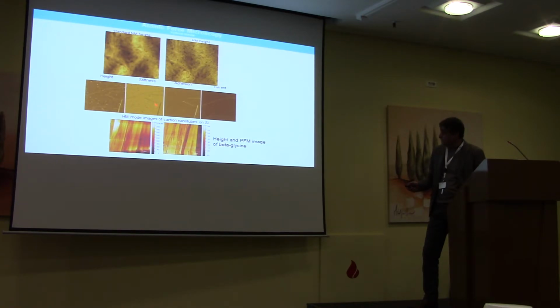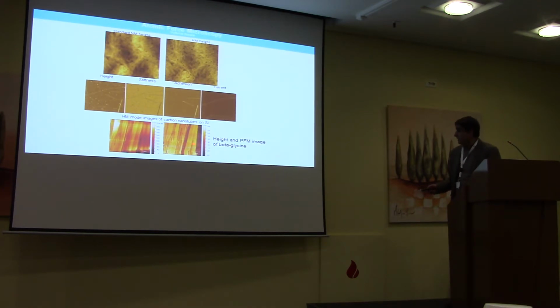We can have a stiffness map, an adhesion map, and a current map simultaneously. The bottom is beta glycine, where we have electrical measurements, for example, piezoelectric measurements, and we see the domains. This is the height image, and this is the electrical image, where we see ferroelectric domains on the surface.